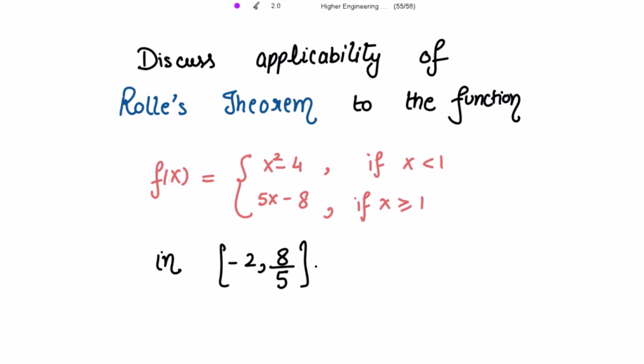Applicability of Rolle's theorem to the function f(x) = x² − 4 if x is strictly less than 1, and 5x − 8 if x is greater than or equal to 1. The interval given to us is the closed interval [−2, 8/5]. So let's check whether Rolle's theorem is applicable or not.